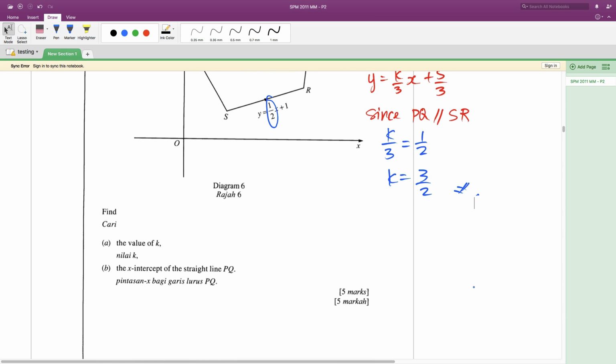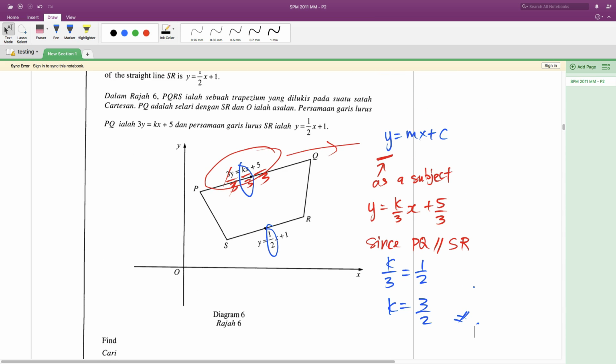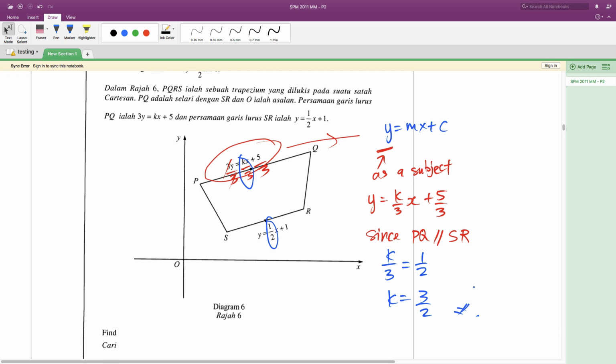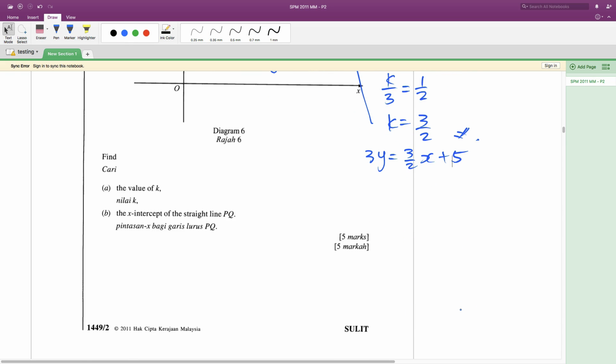And then the question asks you to find the x-intercept of PQ. Finding the x-intercept of PQ is very easy. After you get the k, you can substitute the k back into the equation above. So if I substitute it back in here, I will have 3y equals 3 over 2x plus 5. Now the question asks about x-intercept. Whenever you want to find x-intercept, let y equal 0. If you want to find y-intercept, let x equal 0. So now you make y equal to 0.